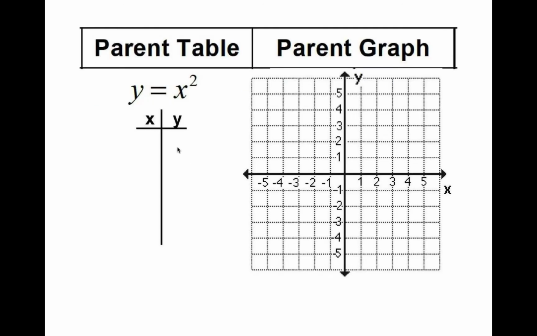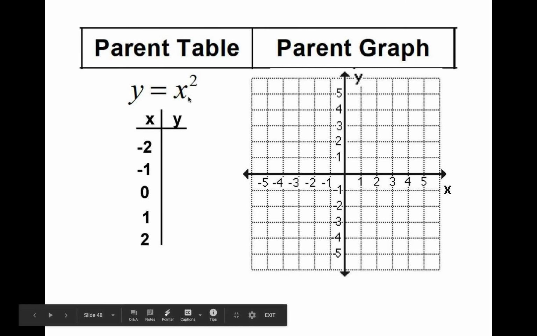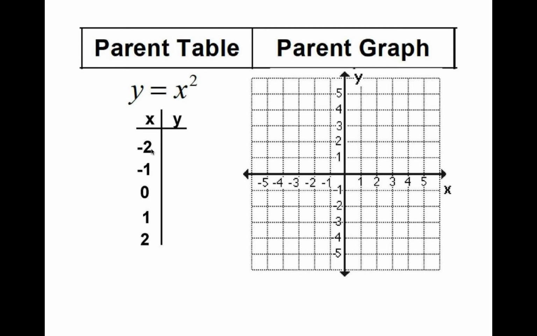So we're going to make this table. I'm going to choose the same numbers, but this time I'm squaring the numbers. So when you square -2, it becomes a +4. Squaring -1 becomes a +1. Squaring 0 is 0. Squaring 1 is 1. And squaring 2 is 4.